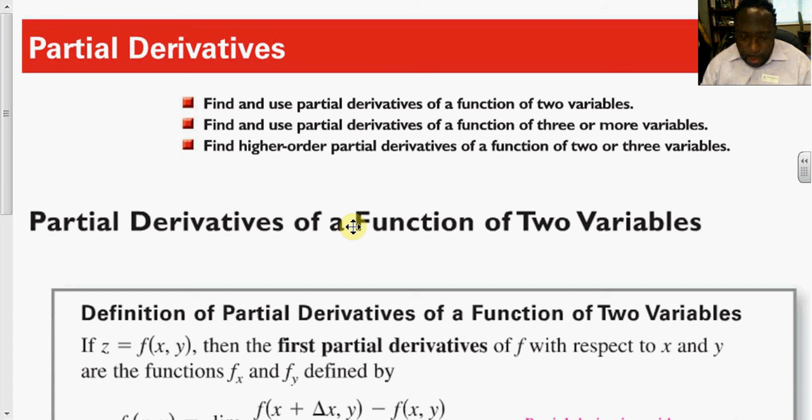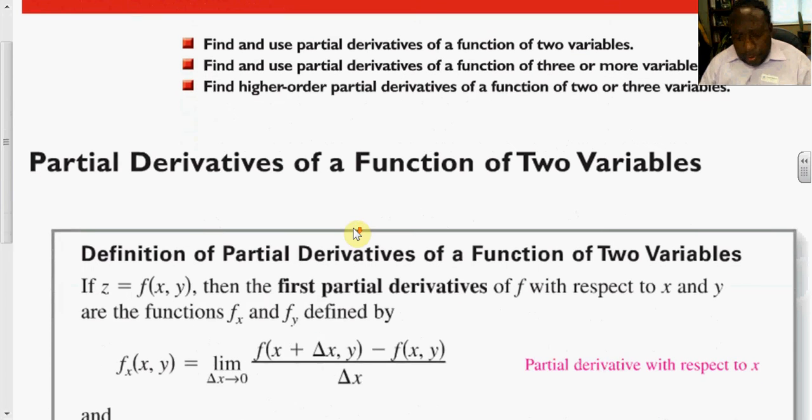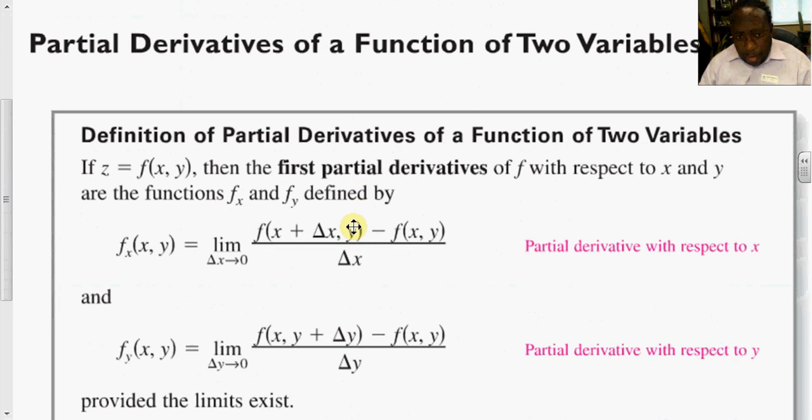Partial derivatives. We first give the definition for the partial derivative of a function of two variables. Let z equal f of x, y be a function of two variables, then the partial derivatives are defined in terms of the limit. The partial derivative of f with respect to x is the limit as delta x goes to 0 of f of x plus delta x comma y minus f of x y divided by delta x.